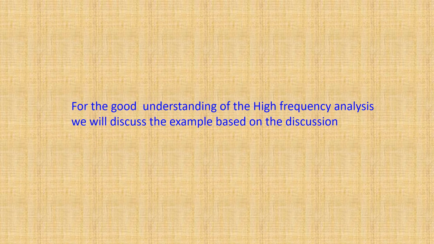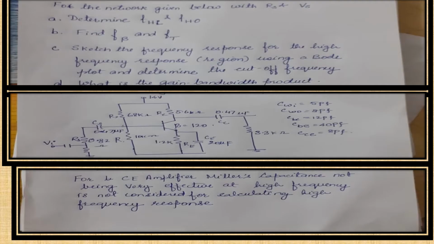To have a better understanding of high frequency analysis, we'll discuss one example. So here is the example. For the given network, here we are including RS and VS. Determine the higher cutoff frequencies FHI and FHO. Find F beta and FT, that is the gain bandwidth product. Sketch the frequency response using a Bode plot. And what is the gain bandwidth product? Here you have to explain in literature because we have already found FT.